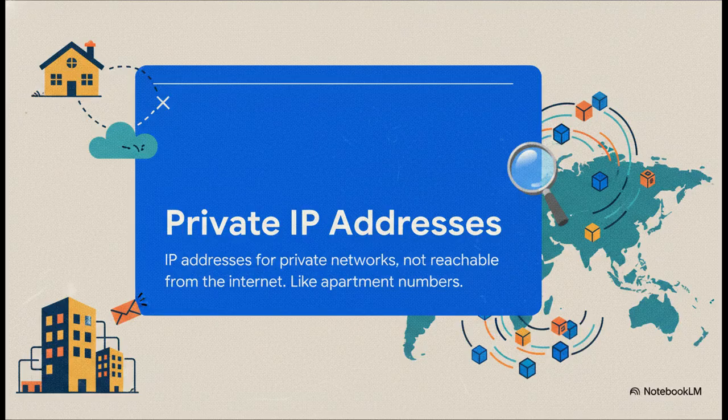Now, to help with that shortage of addresses, some smart people came up with a great idea: private IP addresses. Your home Wi-Fi network? It uses these. They let all the devices inside your house talk to each other, but they are totally invisible to the public internet. The analogy here is perfect. The mail carrier only needs to know your main building address, right? The apartment numbers are just for sorting things out once the mail is inside.